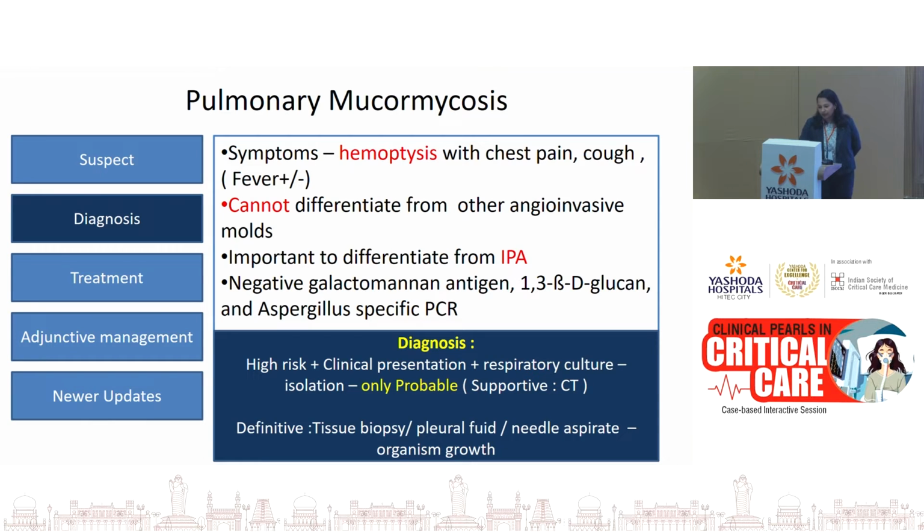So for making a diagnosis, we should have a suspicion in mind: high risk patients with a clinical presentation and culture. A definitive diagnosis can be made only if a tissue biopsy, a pleural fluid aspirate, or a sterile sample shows the organism either on histopathology or a growth is obtained.